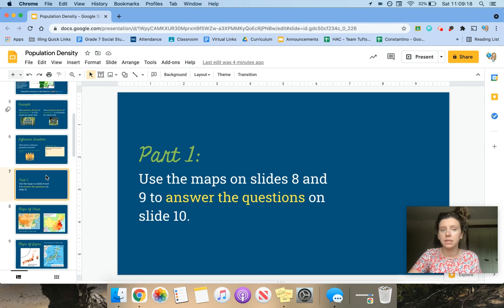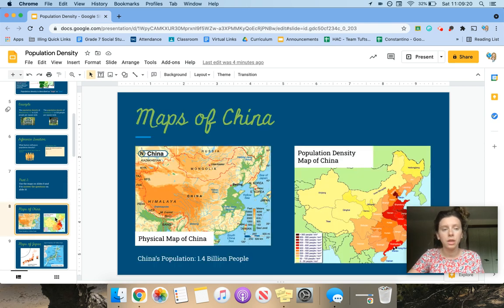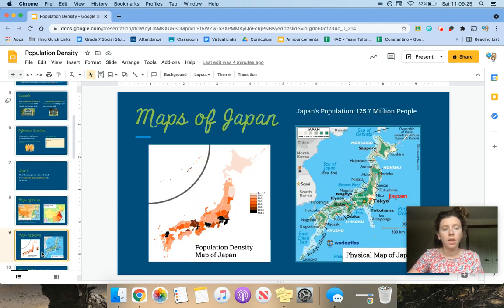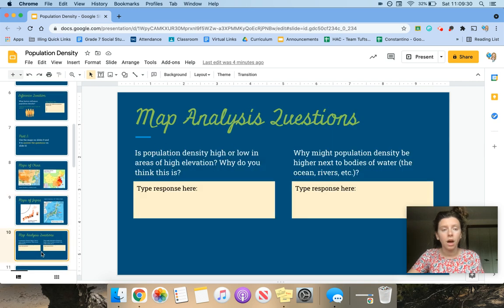This is a little map analysis. So I have given you a physical and population density map of China and a physical and population density map of Japan. On slide 10, I'd like you to answer these 2 questions using those maps. First, on the left, is population density high or low in areas of high elevation? So that would be mountains, right? And why do you think that is? Your second question is why might population density be higher next to bodies of water, ocean, rivers, etc.?